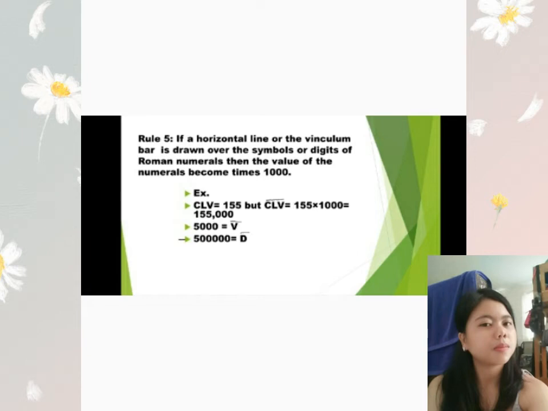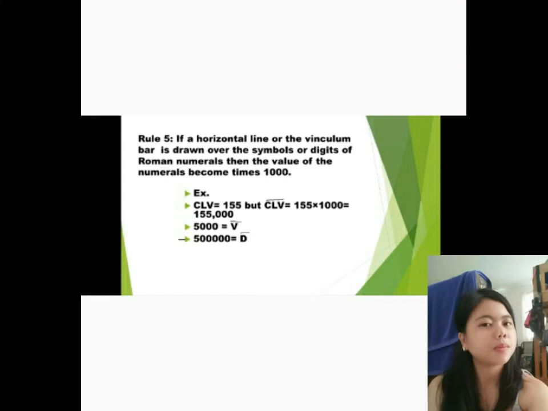Rule number 5. If a horizontal line or the vinculum bar is drawn over the symbols or digits of Roman numerals, then the value of the numerals becomes times 1000. For example, if V has a horizontal line, we will multiply it by 1000. Since V is equal to 5, then 1000 times 5 equals 5000.